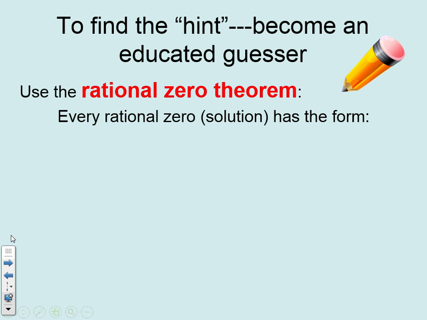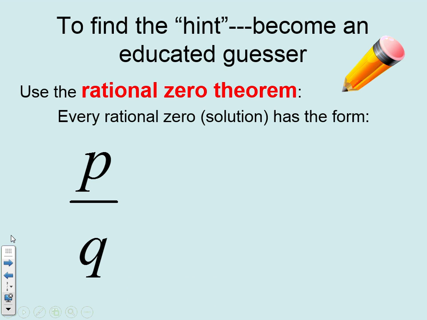Now, the rational zero theorem is that every rational zero or solution has a form. So every polynomial has this rational zero form. Now, what does rational mean? Rational means I can write it as a fraction, and zero means a solution. And it has this form, P over Q. What? What's P over Q? I don't know what P over Q is. Do you know what P over Q is? Okay, well, it's not that hard.